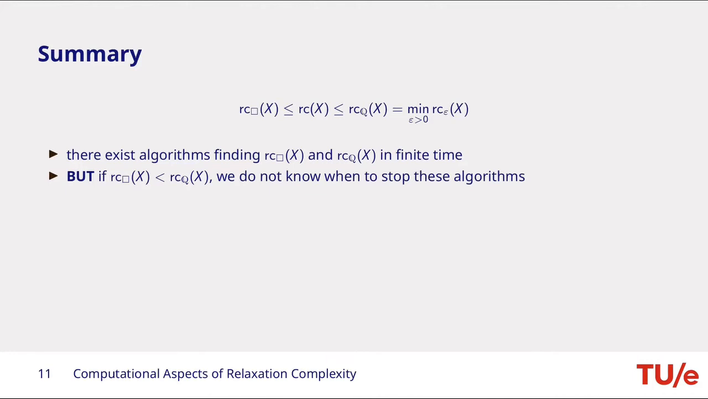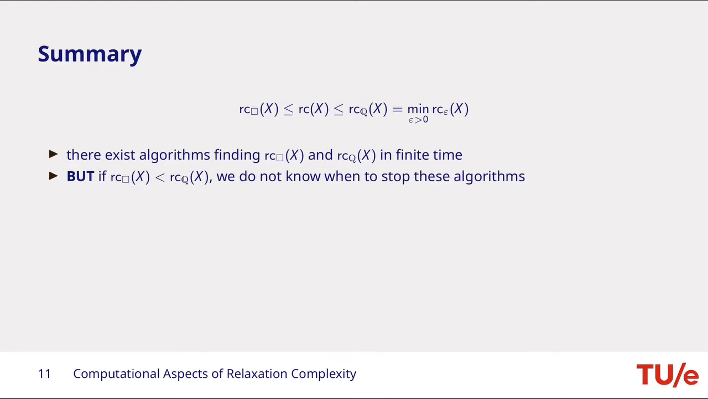If we choose epsilon to be small enough, then this is exactly the value of the rational relaxation complexity. We came up with this lower bound, RC box. And if both these values are the same, then we can in principle come up with an algorithm that computes the relaxation complexity and the rational relaxation complexity just by computing these two bounds, and then at some point after finitely many steps in the sequences that I've sketched, these two bounds will match and we've found these values.